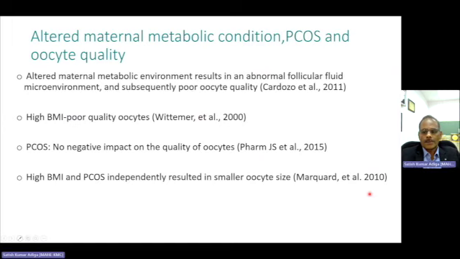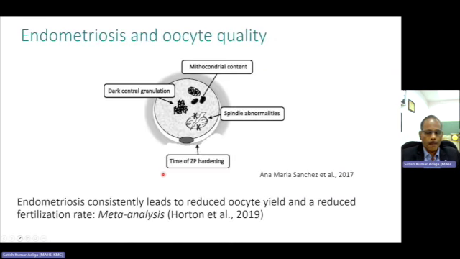Altered maternal metabolic conditions can affect the follicular microenvironment, and thereby affect oocyte quality. High BMI is known to affect oocyte quality. Interestingly, PCOS per se has no impact on oocyte quality, but in PCOS patients with a high BMI, there could be impairment in oocyte quality.